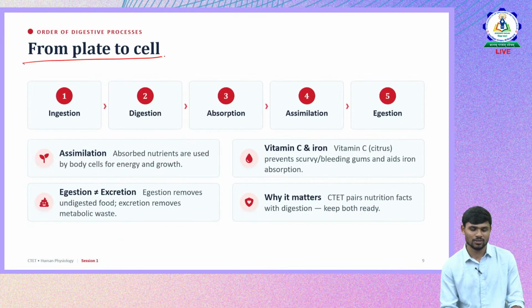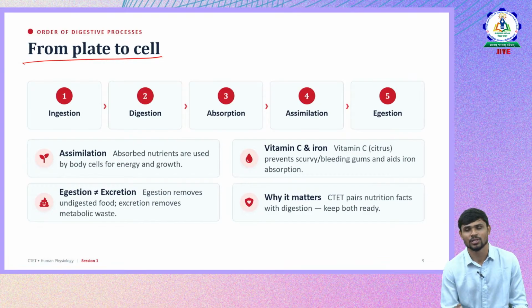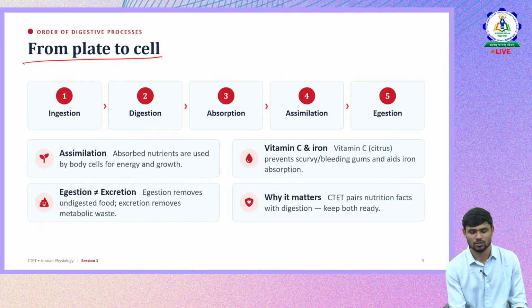So from plate to cell, there are similar looking terms which will be given in CTET, so there shouldn't be any confusion for you. From the time we take the food until it reaches each cell in our body, absorption takes place. Through absorption, the digested food and nutrients enter into the blood, and blood will distribute to each and every cell. So from plate to cell, what happens?